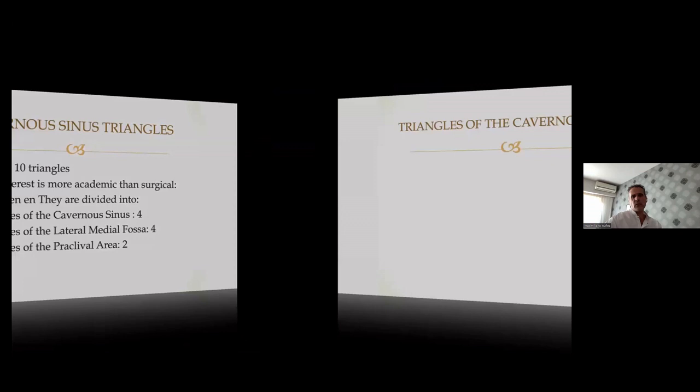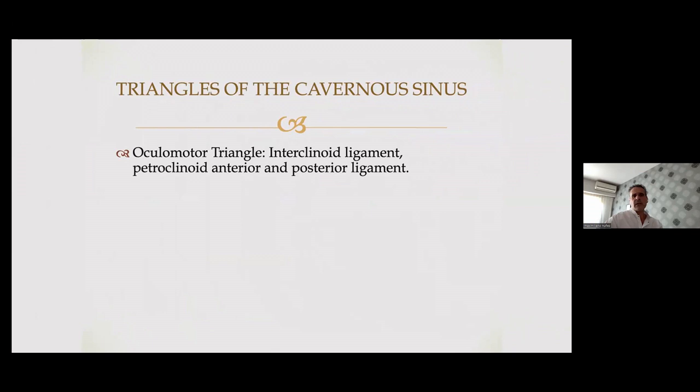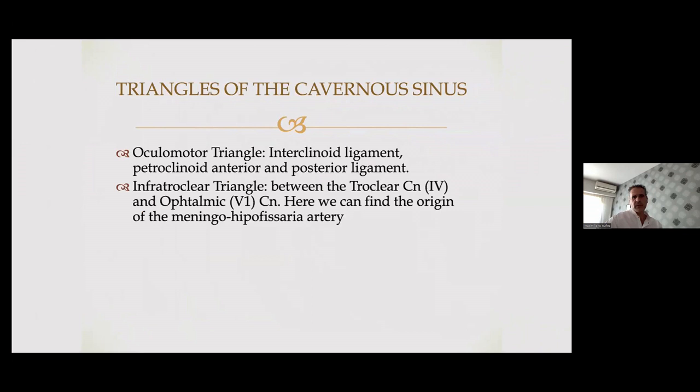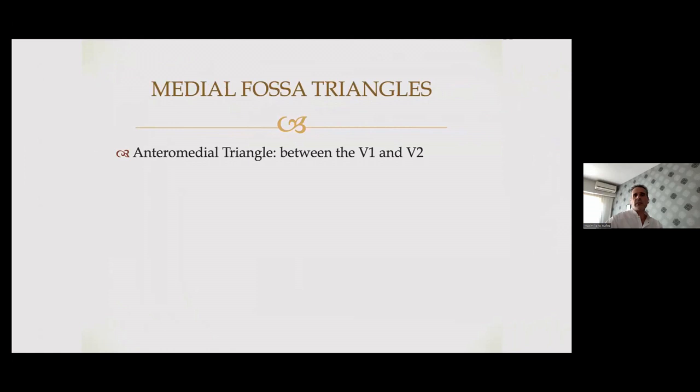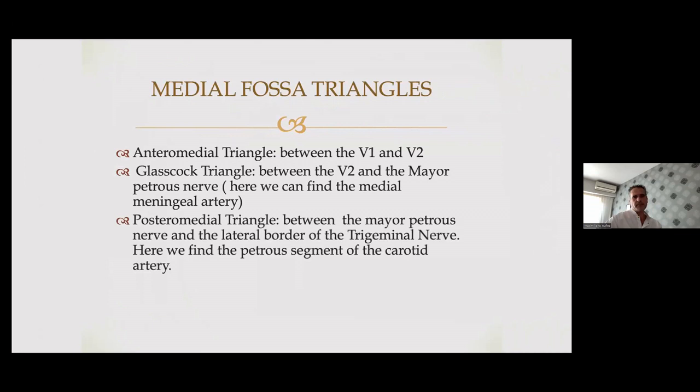The oculomotor triangle is formed by the interclinoid ligament and the anterior and posterior petroclinoid ligaments. The infratrochlear triangle is between the trochlear nerve, the fourth cranial nerve, and the ophthalmic V1. Here we can find most of the time the origin of the meningohypophyseal artery. The supratrochlear triangle or Parkinson triangle is between the third and the fourth cranial nerve, and the clinoid triangle between the optic and the oculomotor nerve. Anterior triangle between V1 and V2, Glasscock between V2 and the greater petrosal nerve, and posteromedial triangle between the greater petrosal nerve and the lateral border of the trigeminal nerve.